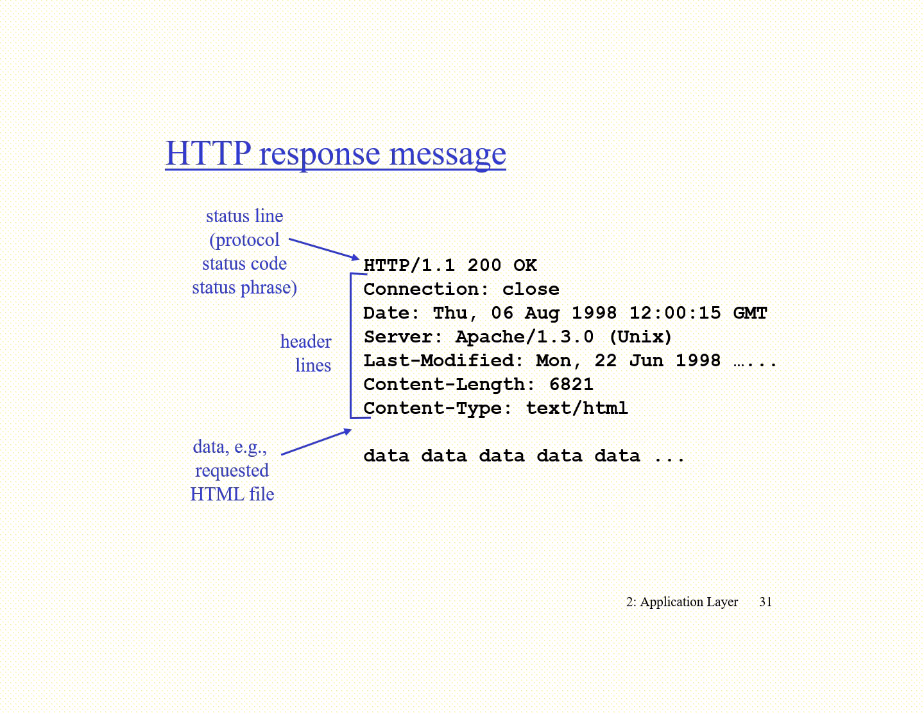This is the general format of an HTTP response message. In this message, the status line contains the protocol, status code, and status phrase, then some header lines are there. After the header lines, data is appended. Data which corresponds to the requested HTML file is appended after these header lines.